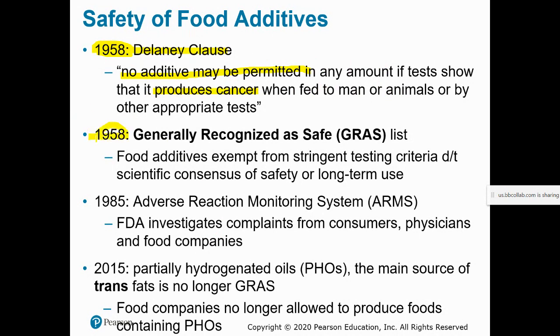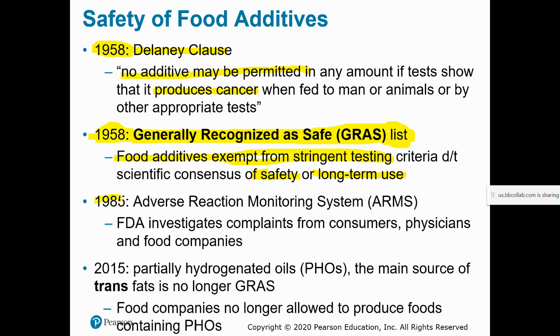Also in that same year, though, a law was passed called the GRAS law, the generally recognized as safe law. It provided a list of food additives that were exempt from testing because there was some scientific consensus that this additive was safe and could be used long term without potential for harm. There's a lot of controversy around the generally recognized as safe list, but it is still very much a part of our food processing regulation and oversight, even here in 2021.